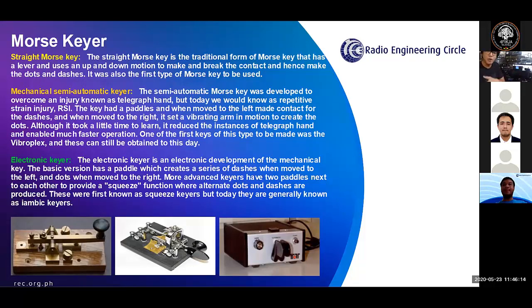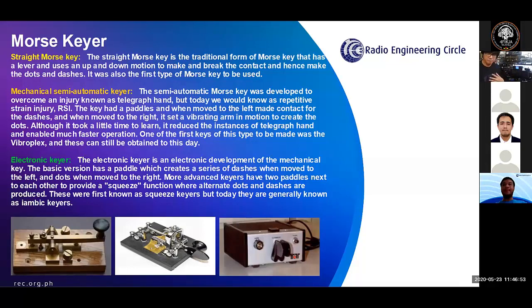So they moved forward. Since mechanical is prone to problems, na medyo maintenance, they have to tweak it more often, they developed the electronic keyer, which is what you are seeing and hearing now. This is connected to my radio. This is the electronic keyer. So it is the radio that is determining the duration of dit and dah. I hope you can hear it. Okay, so that's the most used keyer in the world right now.